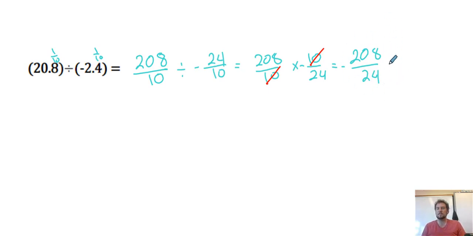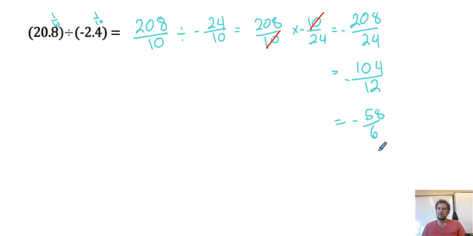Now, this can be simplified a little bit further. 208 and 24 are both divisible by 2. So I could say that's 104 over 12. And then those are still divisible by 2. So that's negative 52 over 6. And then those are still divisible by 2, right? So there's a bit of simplification that has to happen here in order to get down to our final answer, but 26 over 3, right? So negative 26 over 3 would be our final answer here.